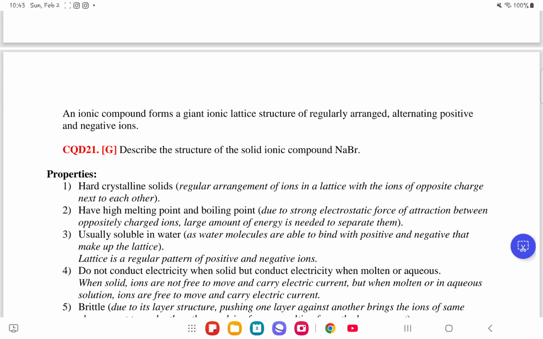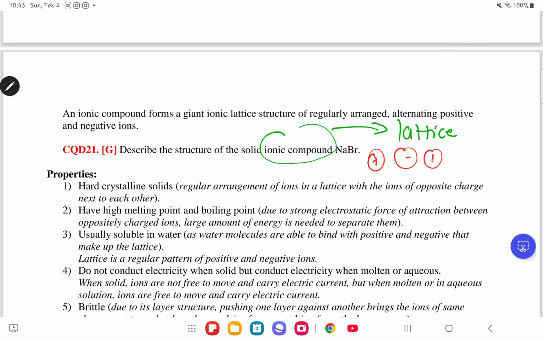First of all, we know if it's an ionic compound, that means it is existing first of all as a lattice. Now what about this lattice? This lattice is composed of a positive ion, a negative ion, positive, negative, positive, negative, etc. like this. And it's gonna be like multiple layers and so on. So they need us to describe the structure of this ionic compound.